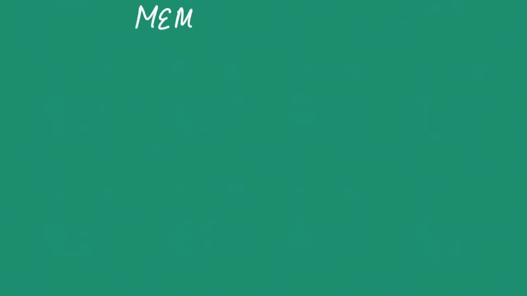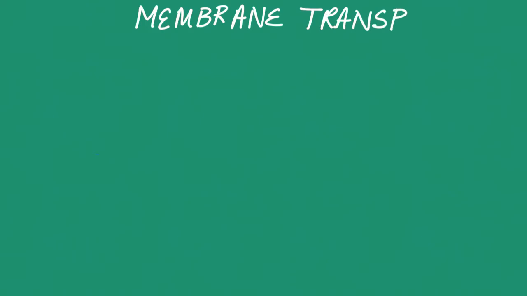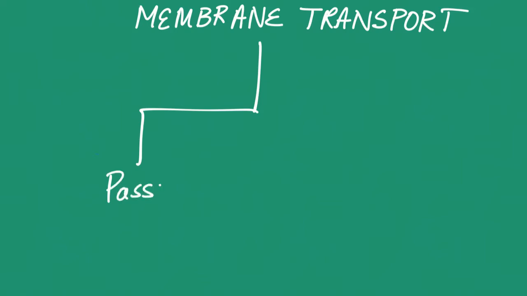Membrane transport. There are two kinds of membrane transport: passive transport and active transport. Passive transport does not use ATP, whereas active transport uses ATP. That's the main difference between the two.